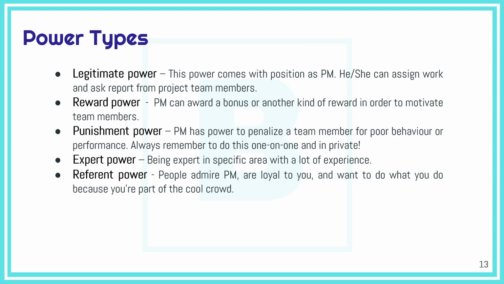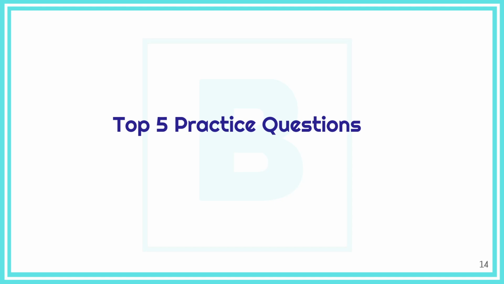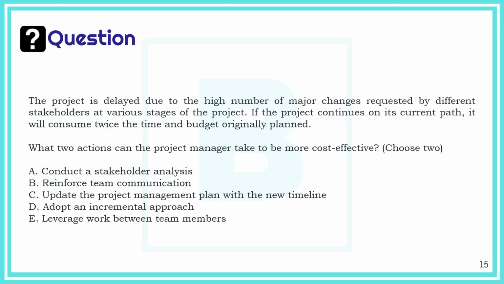Here we have also picked the top 5 practice questions for you from this session 2, excluding the 10 test chapters. We don't go through those. So question 1: the project is delayed due to a high number of major changes requested by different stakeholders at various stages of the project. That happens a lot actually in projects. If the project continues on its current path, it will consume twice the time and budget originally planned. So, what 2 actions can the project manager take to be more cost effective?